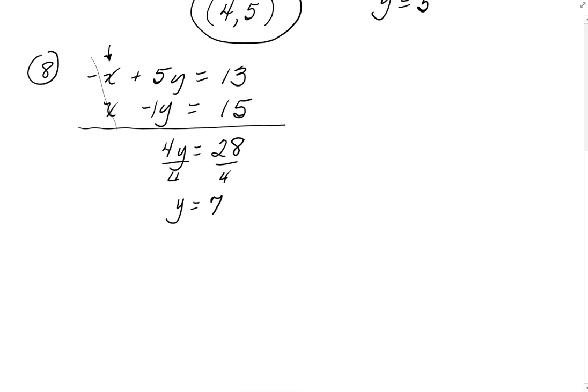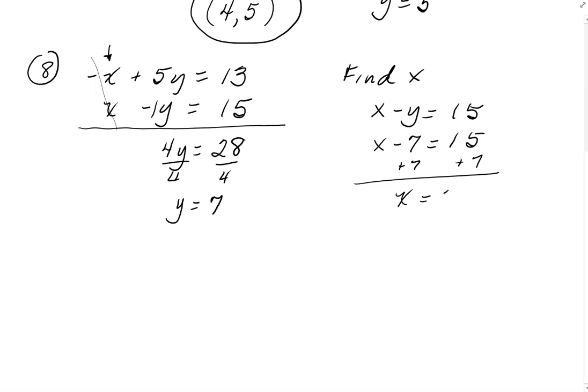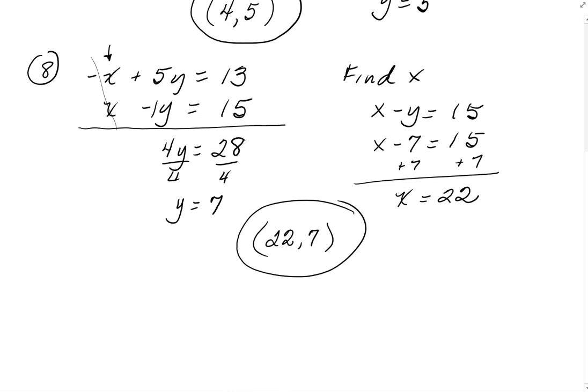Y is 7. Now this time you need to find x. Pick an equation. I choose x minus y is 15. I'm going to plug in the value of y. X minus 7 is 15. Add 7 to both sides. X is 22. The answer in ordered pair notation is 22, 7. You can check these by plugging them into the original equations. I'm not going to show that, but you can check it that way.